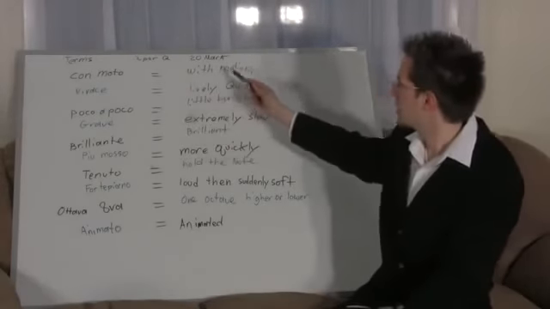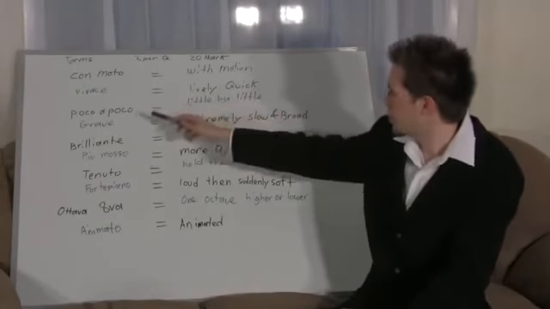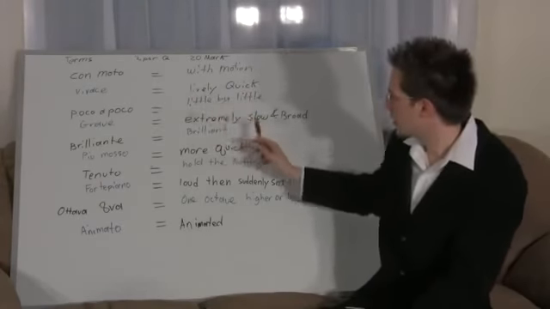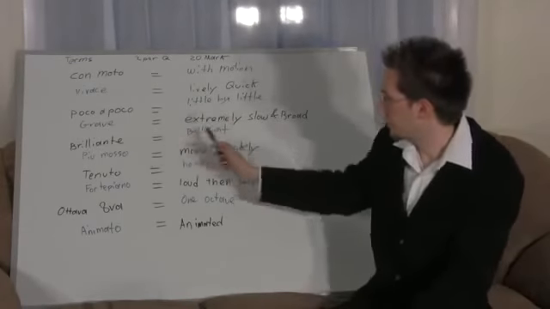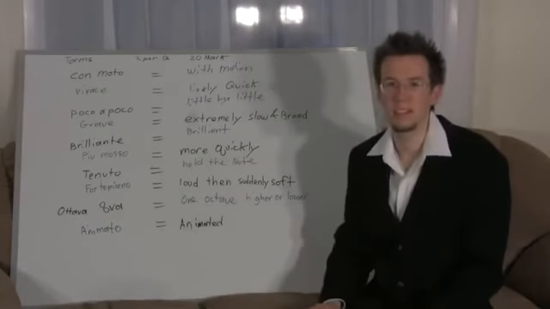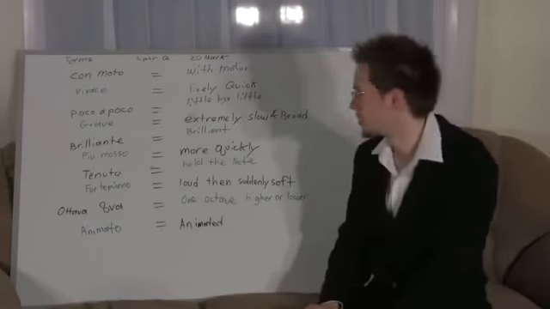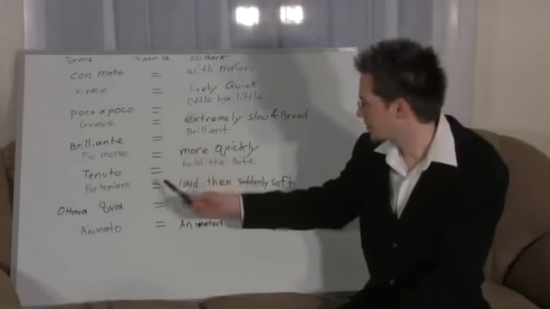So con moto means with motion. Vivace, lively and quick. Poco poco, little by little. So extremely slow and broad meant grave. And brilliante means brilliant. I think I kind of gave it away a little bit just by pronouncing it, not Italian. Whoops. Anyway, piamoso was more quickly.